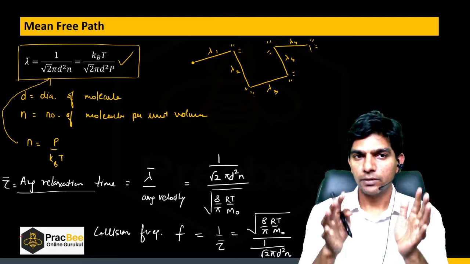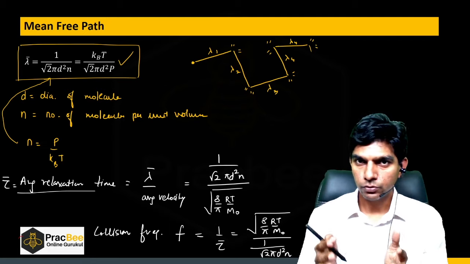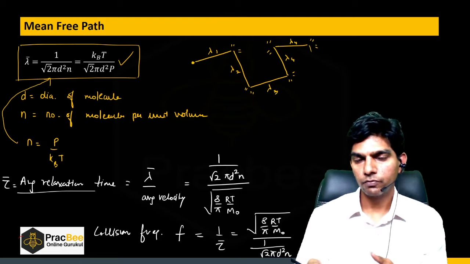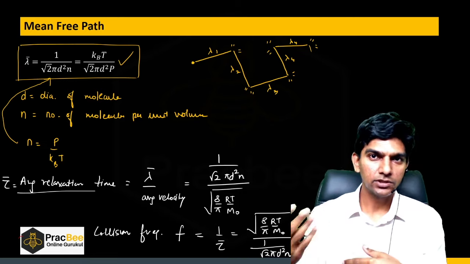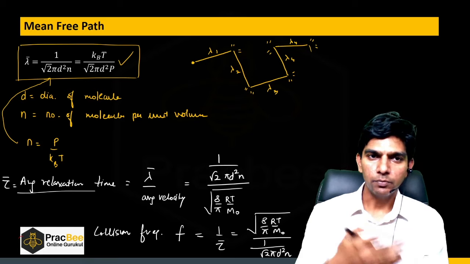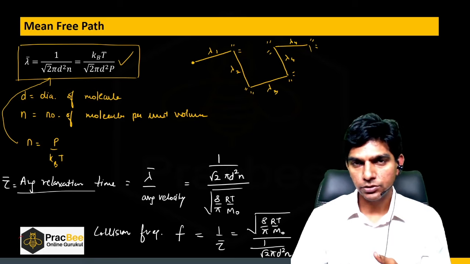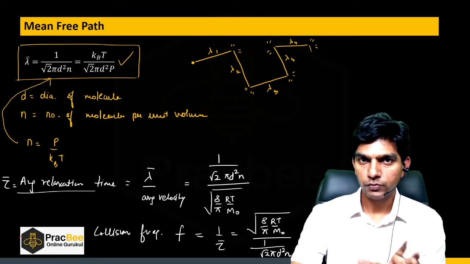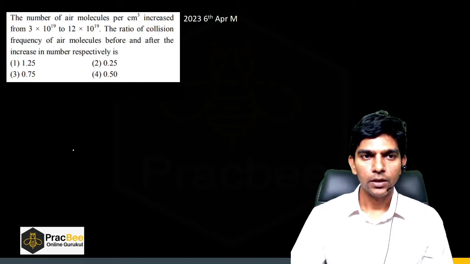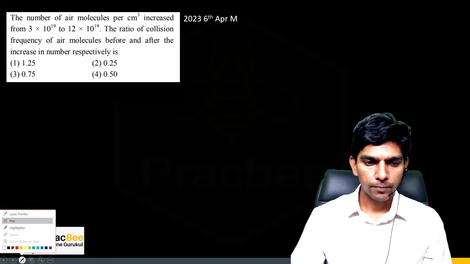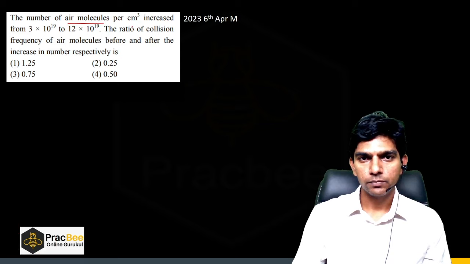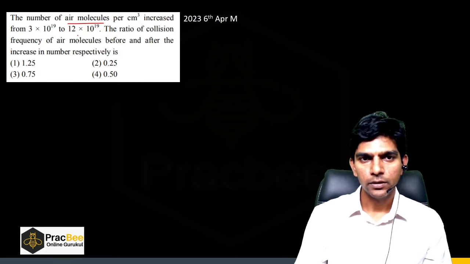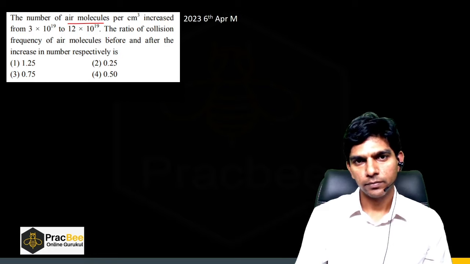Again, from this section, you will get questions based on proportionality. Suppose we increase the diameter, or we increase the number density, or we change the temperature, what would happen to the mean free path? What would happen to the average relaxation time? What would happen to the collision frequency? Now let us see the type of questions which were asked in JEE Mains. The number of air molecules per centimeter cube increased from 3 into 10 raised to 19 to 12 into 10 raised to 19.